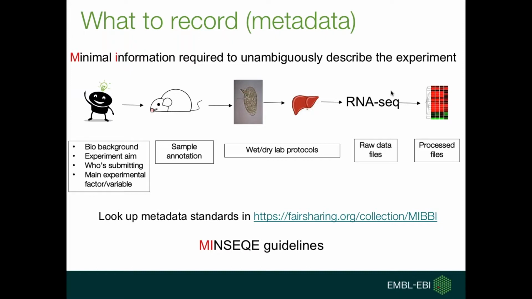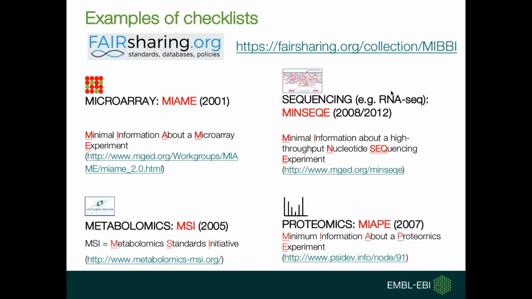For example, for RNA-seq experiments, the standard is called MinSeqe, and it describes all of these things that you need to collect. You can learn more about the different standards available on fairsharing.org, and there are many different standards available for different types of data. For example, for microarray data, it's called MIAME. For metabolomics, it's MSI, and proteomics is MIAPE. So a good tip here is to go and learn about the standards that are being used in your field.